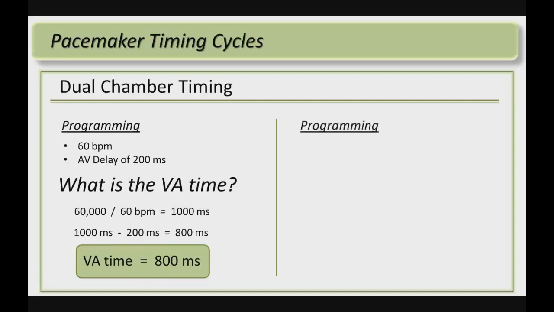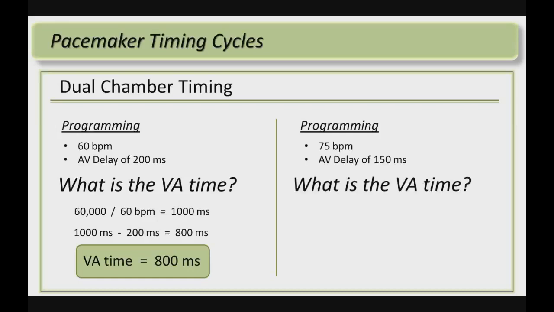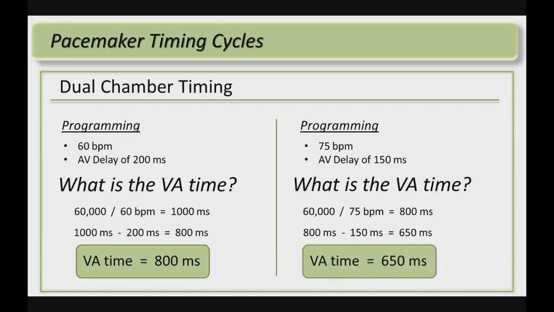Let's do one more real quick. Now let's say we have a pacemaker programmed to a lower rate of 75 beats per minute and an AV delay of 150 milliseconds. What is the VA time interval? Once again, we take 60,000 milliseconds, divide it by 75 beats per minute, which gives us 800 milliseconds. Then we take our 800 milliseconds, subtract our 150 millisecond AV delay, and we get a VA time of 650 milliseconds.